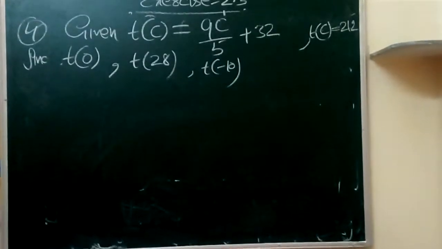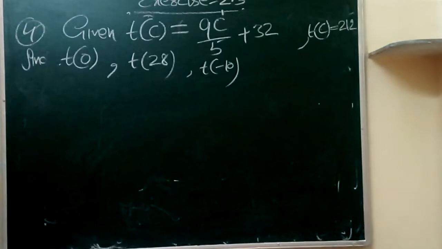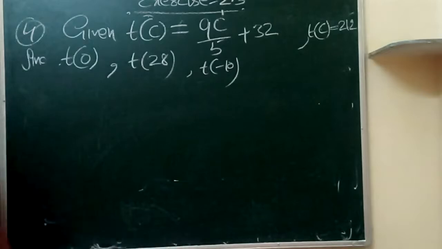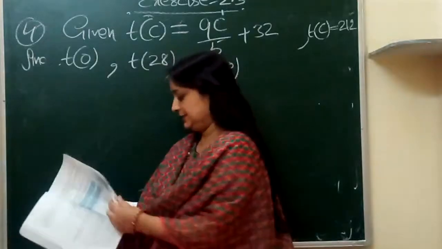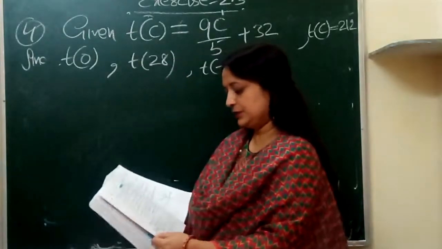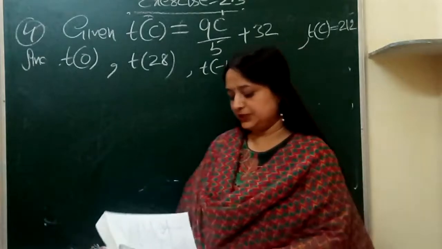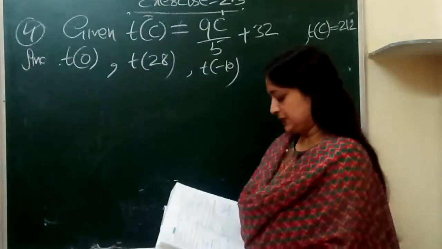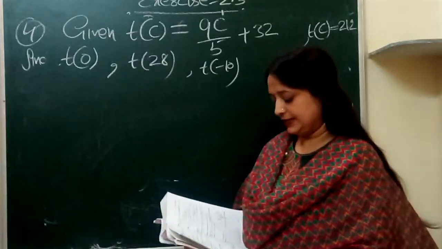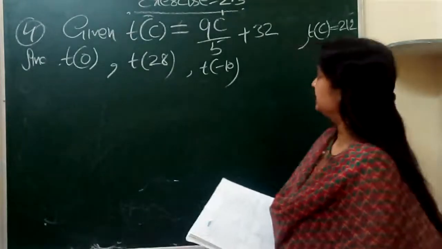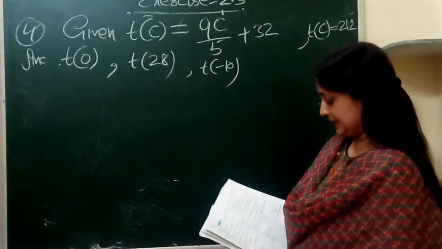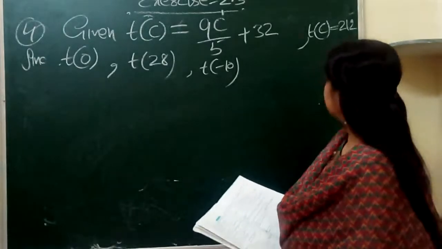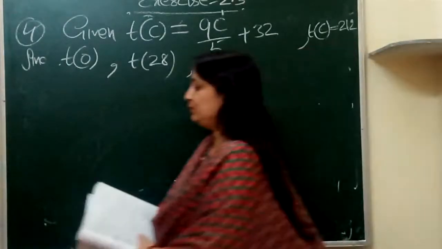Now students, come to question number 4. In question number 4, the function t, which maps temperature in degrees Celsius into temperature in degrees Fahrenheit, is defined by t of c equal to 9c upon 5 plus 32. Now you have to find out t of 0, t of 28, t of minus 10, and the value of c such that t of c is equal to 212. So let us start the solution of this question.